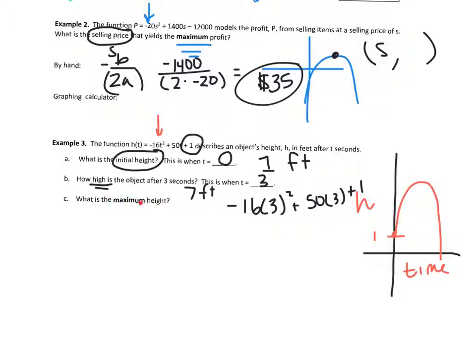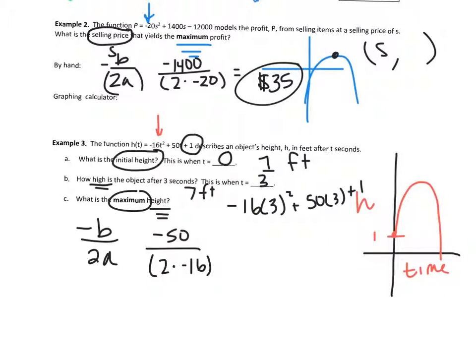And then what is the maximum height? Whenever you read maximum or minimum or highest point or lowest point, and it's a quadratic, you're trying to find the vertex. So we're trying to find the maximum height, which is actually the y-coordinate of the vertex. So I'm going to do opposite b over 2a first. So it's going to be opposite 50 over 2 times negative 16. So I put that in my calculator, and that's going to be 1.5625.